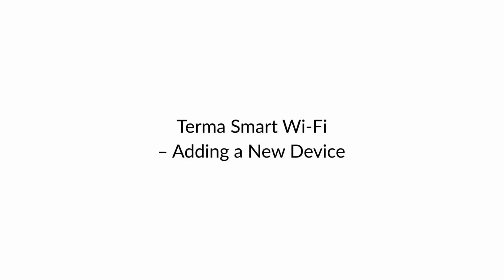Terma Smart Wi-Fi, adding a new device. Like many smart devices, the Terma app links to our heating devices via a specific 2.4 GHz network. You may need to contact your internet provider to enable the 2.4 GHz band.